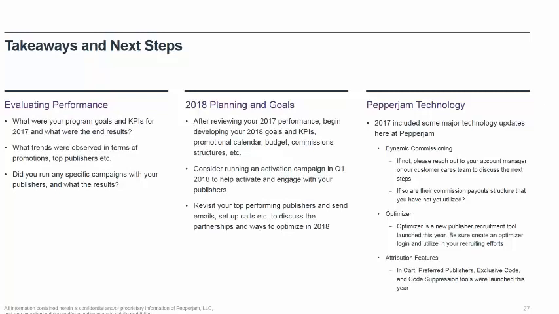Also, Optimizer was rolled out this year, so it gives you additional ways to search for publishers based on things like average monthly visits, their social media presence, and things like that. So especially when you're looking for new publishers to recruit to the program, go ahead and use the Optimizer tool. There's a number of new attribution features that were rolled out this year as well, including in-cart attribution, preferred publisher, exclusive code, and code suppression. So if you have any questions on using any of those or how those will work for your program, definitely reach out. We'd be happy to help.